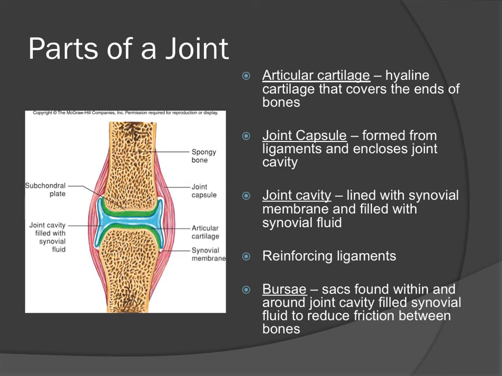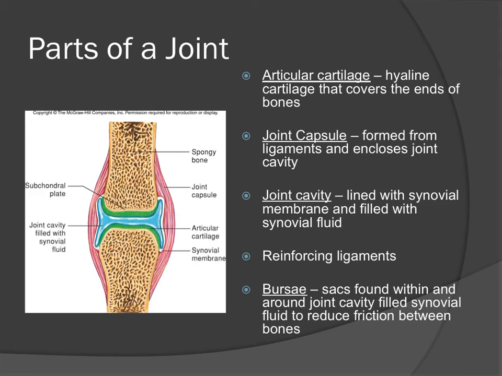Parts of a joint, we have the articular cartilage. This is the hyaline cartilage that covers the end of the bones where they come together to form joints, and enables the bones to glide over one another with very little friction. Now, this can be damaged by injury or normal wear and tear, so cartilage does not heal itself. So doctors have surgical procedures to stimulate the growth of new cartilage.